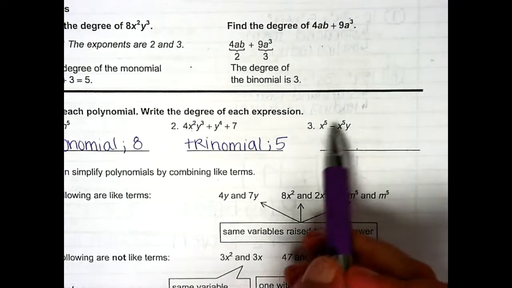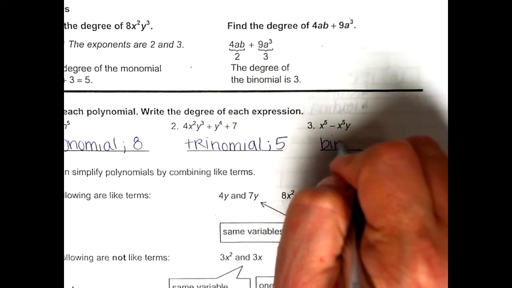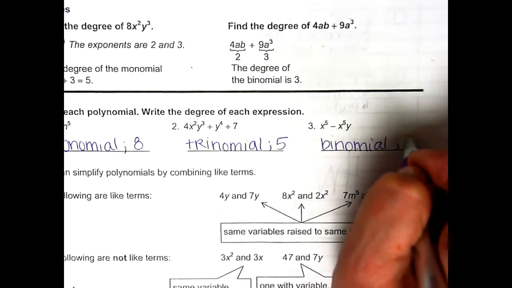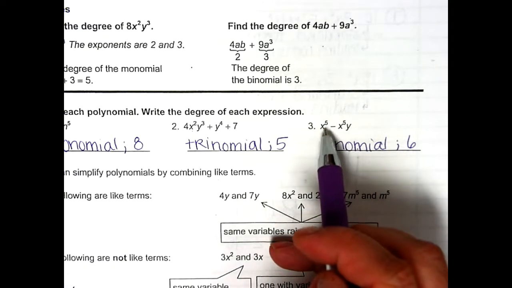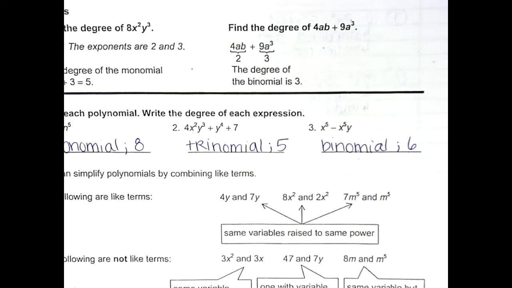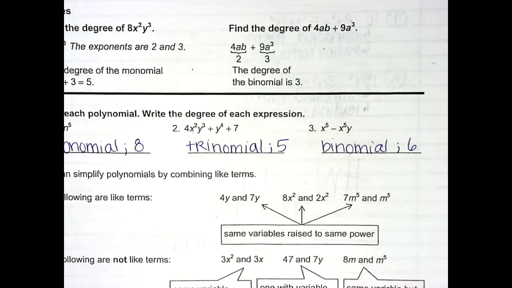Number 3, I have 1, 2 terms, so that is a binomial. And its degree is 6. We have x to the 5th, and we have x to the 5th y. Remember, when you don't see an exponent on a variable, we assume that it's a 1. So that makes this to the 6th degree.